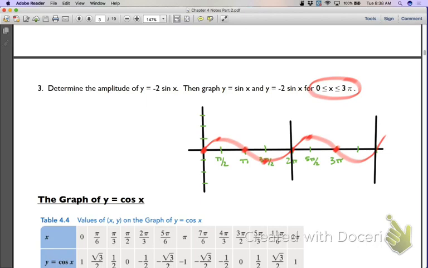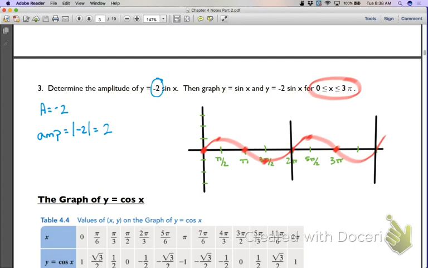Now, if it's a -2, how's that going to affect the red one? How's that going to change it? My amplitude, or my A, is at 2 or -2, but what's my actual amplitude? What's the absolute value of -2? Just 2. Okay, my amplitude always has to be positive.